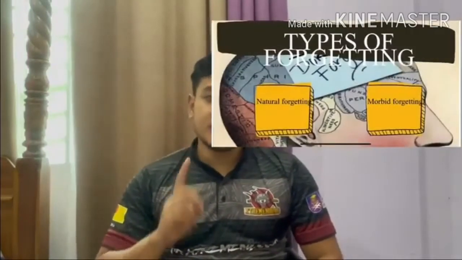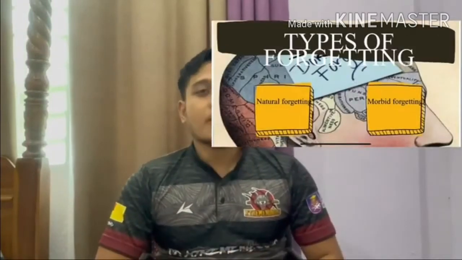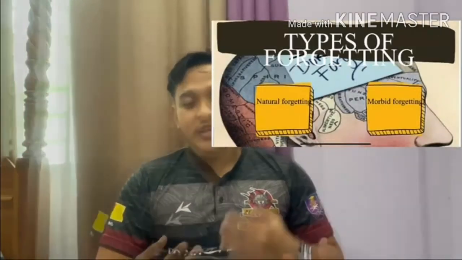There are two types of forgetting. First is natural forgetting. Second is morbid forgetting. Natural forgetting occurs with lack of time, is quite normal, and happens without any intention. And morbid forgetting is when we want to forget things because they are bad experiences that we want to remove from our head and memory. So there is the difference: intention and without intention.